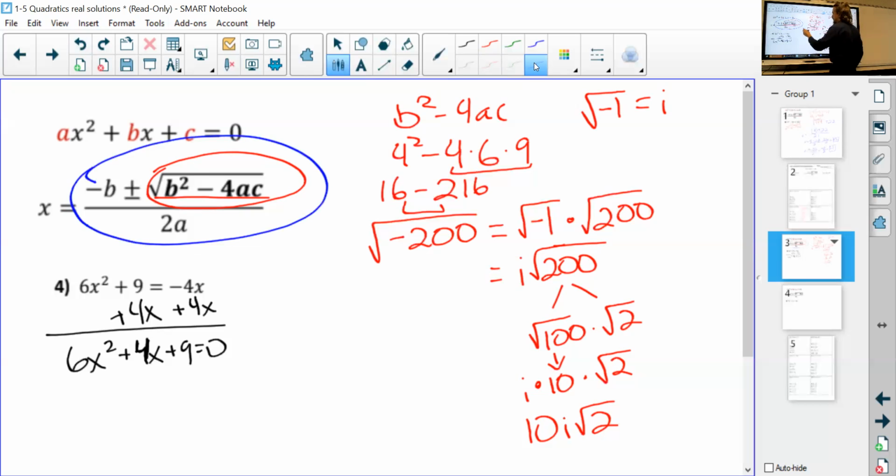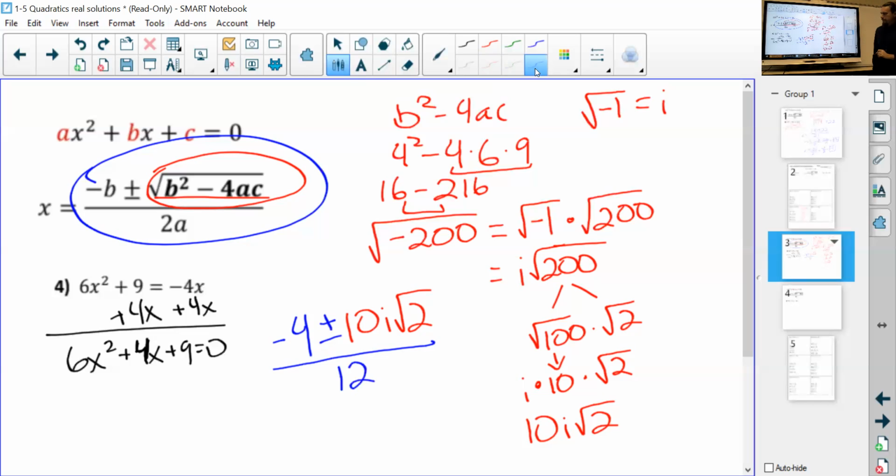So negative b, so b is 4, so it's going to be negative 4 plus or minus, and we said everything in red here was 10i square root of 2, divided by 2 times a, and let's just do that together. 2 times 6 is 12. Okay? With me so far? So I just took my answer here and put it in with the square root of b squared minus 4ac, negative b to the left, and then 2 times a on the bottom.